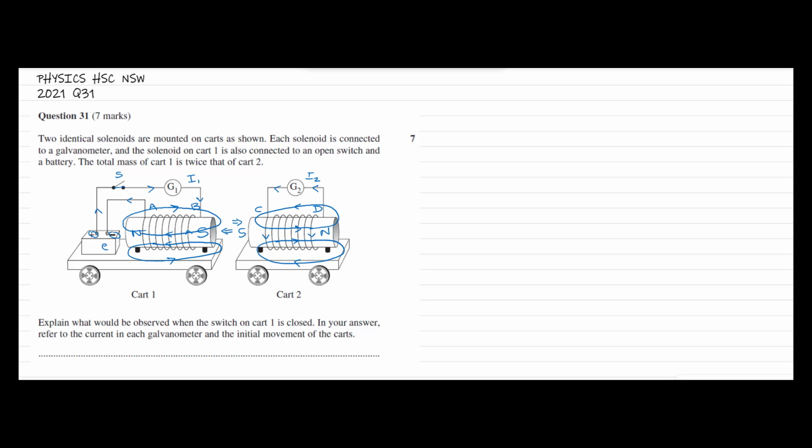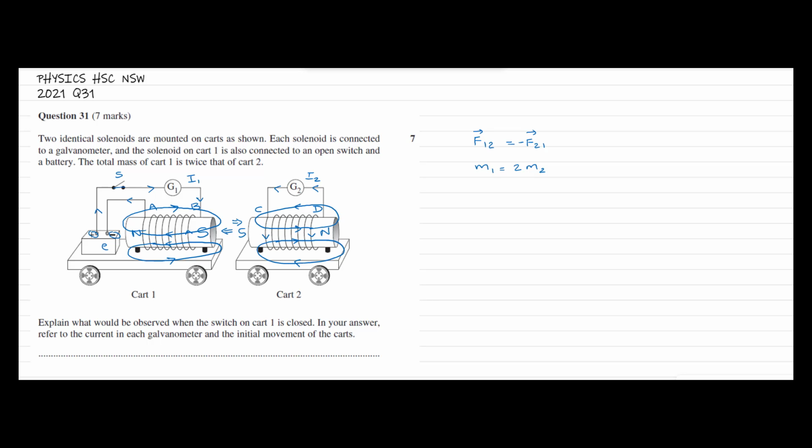Coming to the second part regarding the initial movement of the carts, the force on cart 1 due to 2 will be equal in magnitude to the force on cart 2 due to cart 1. In terms of the direction, they will be opposite to each other, and magnitude is the same. So it is given that the mass of cart 1 is twice the mass of cart 2.